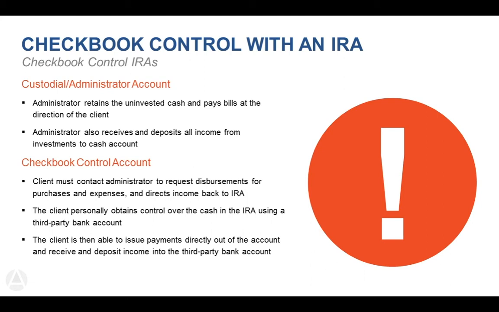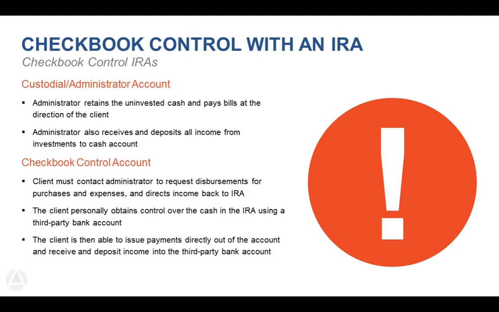So a custodial or administrator account is just that. You open an account with Advanta IRA. We administer all the cash that you have. We pay all the bills for all of your assets, and we don't charge necessarily to pay bills and things like that once you've purchased an asset. We also receive all of the income and apply it directly to the appropriate asset. So everything's taken care of in-house. You're not doing any of the bookkeeping or record keeping yourself. We're taking care of all of that in-house.